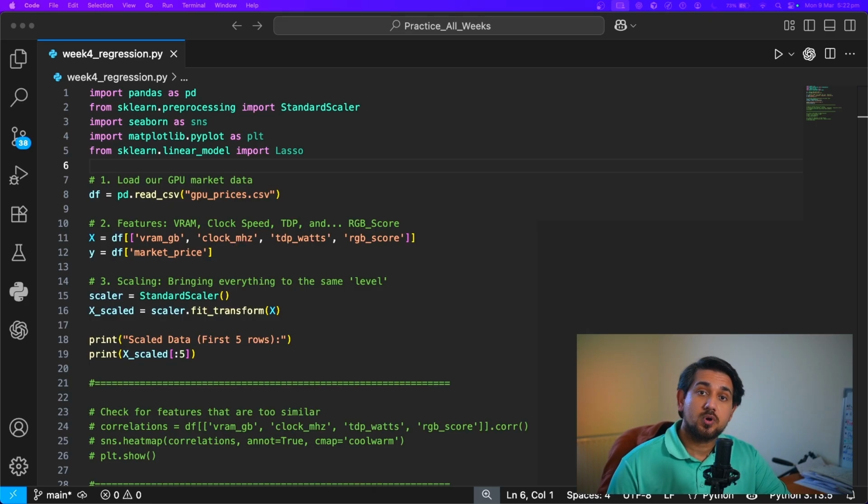Then comes the important part, StandardScaler. This tool transforms each feature so that its average becomes 0 and its spread becomes consistent across features. In other words, we're converting everything into the same standardized measurement scale before the regression model sees it. And notice something important. We're only scaling X and not Y. We don't scale the price here because we want our final predictions to stay in real dollar values. Now let's run it and see what that transformation looks like.